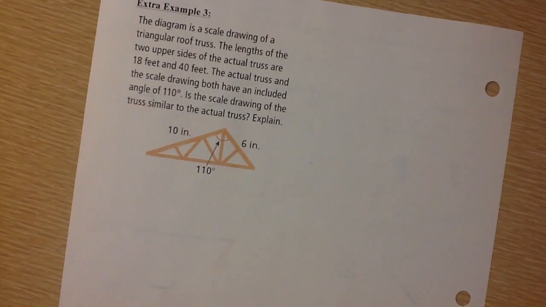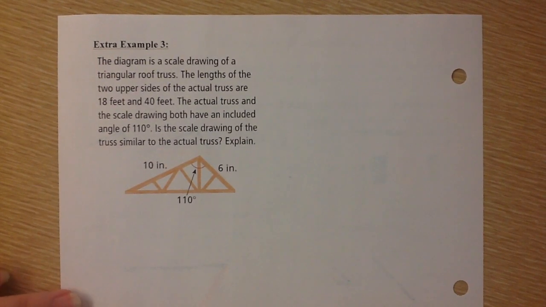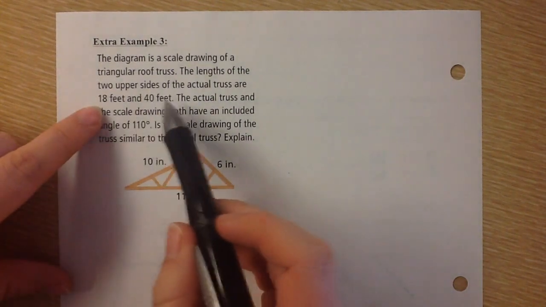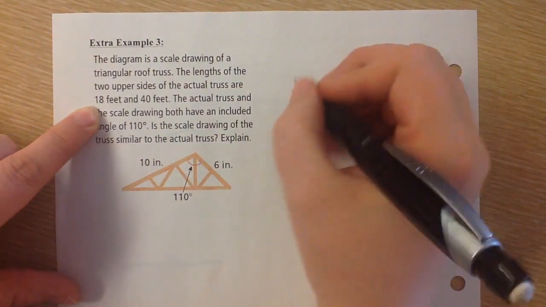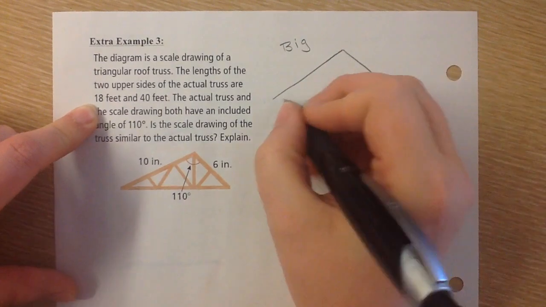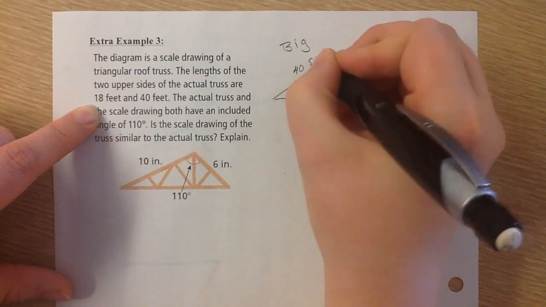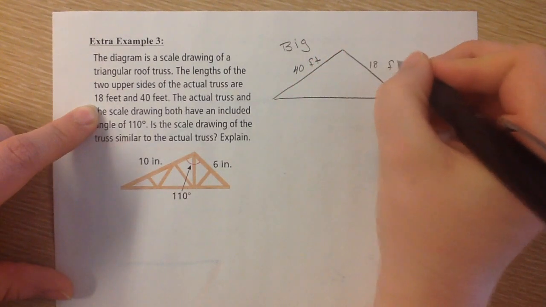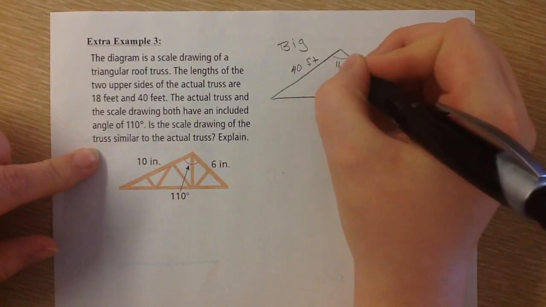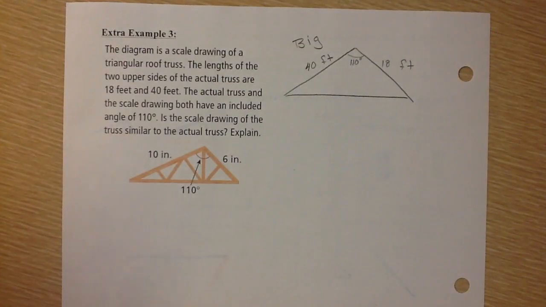Okay, so here, extra example 3. The diagram is a scale drawing of a triangular roof truss. The lengths of the 2 upper sides of the actual truss are 18 feet and 40 feet. So let's have this be the longer one, 40 feet, and this one's 18 feet. The actual truss and the scale drawing both have an included angle of 110. So this angle here is 110 on both. Is the scale drawing of the truss similar to the actual truss?